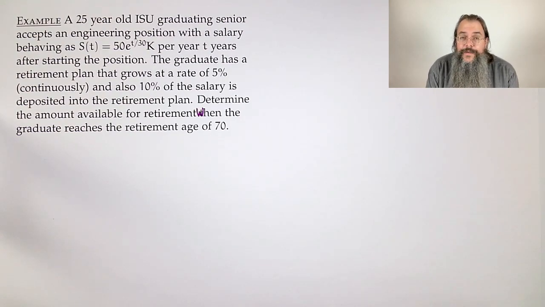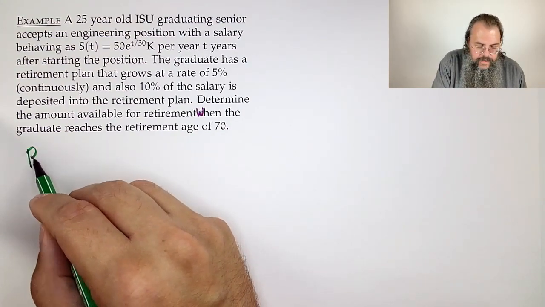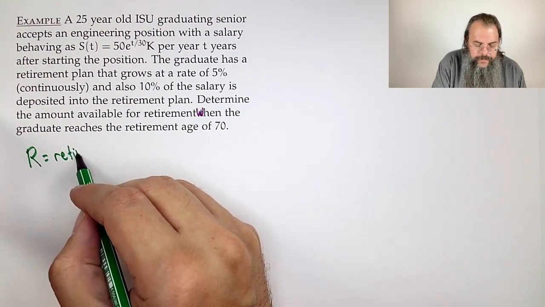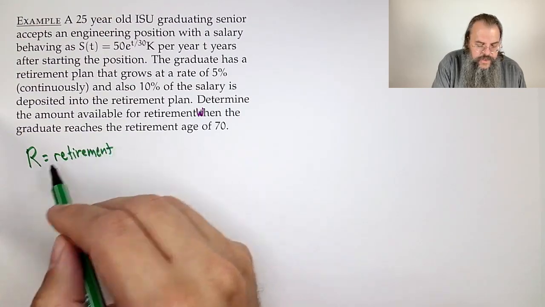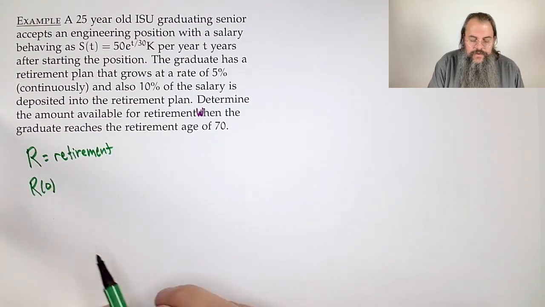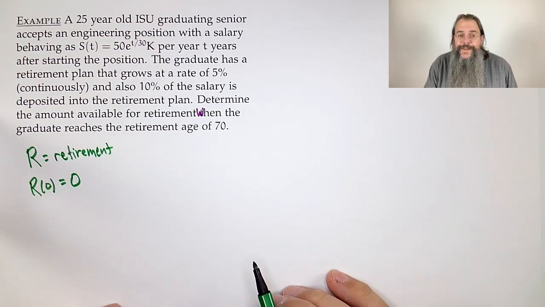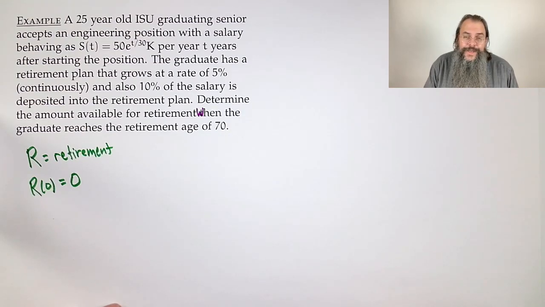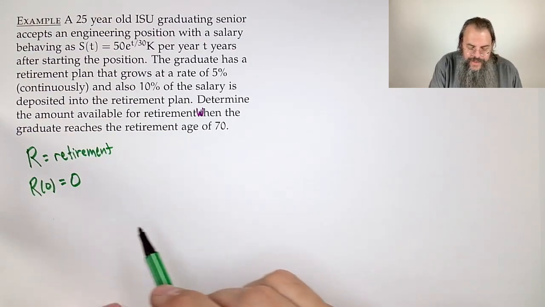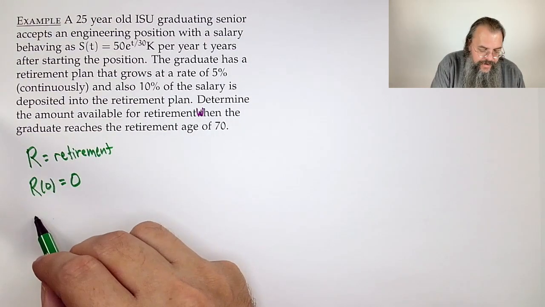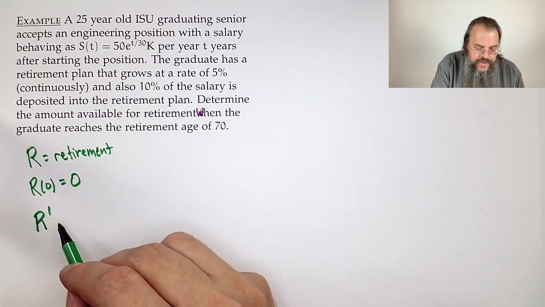Let's figure this out. So what do we have? Well, we have the retirement, so let's call it R, how much money we have saved for retirement. Now, initially, how much money do we have when we start? Well, nothing. We haven't started our retirement plan. So that's our initial condition. That's not looking too promising. We may not want to retire on that, but that's okay because we have time. So how does our retirement change?